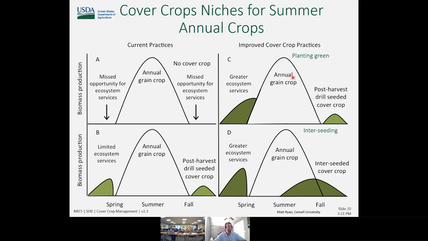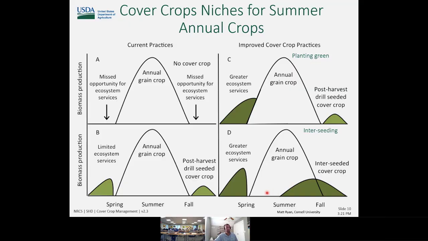So again, they have that annual grain crop, and then they post-harvest drill seed their cover crop after harvest, but then they actually allow that cover crop to grow all the way up to planting of that annual grain crop. So this is a result in planting green. And I think the further you get north into your area, you have a lot of producers that are probably planting green just because of a shorter growing season for that annual grain crop.